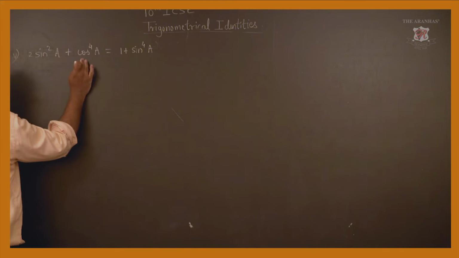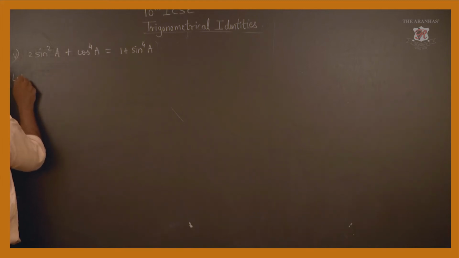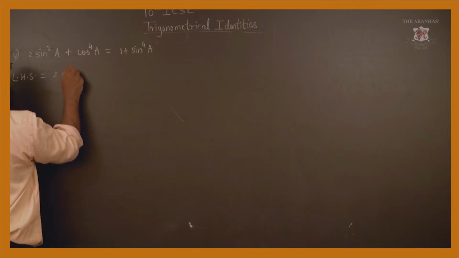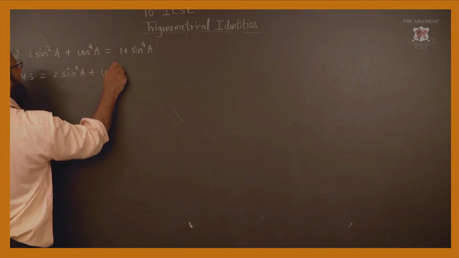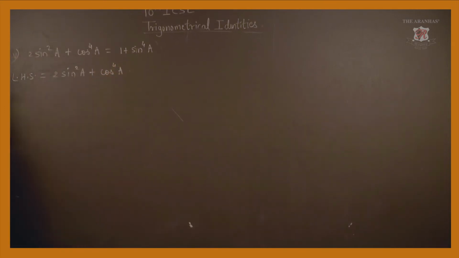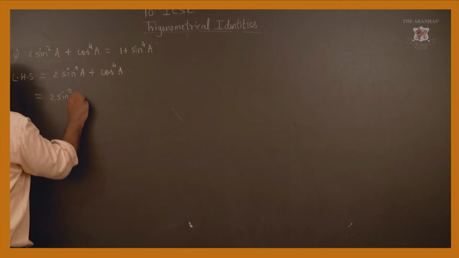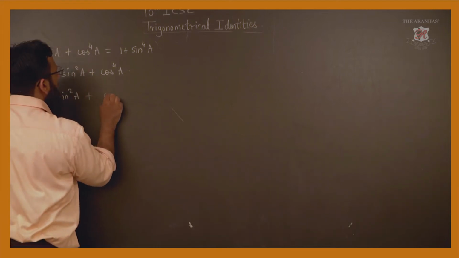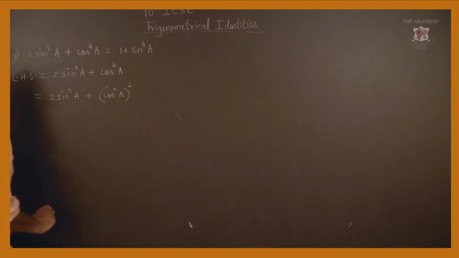You can see RHS is free from cos terms. So, first always make a habit of writing LHS, which is 2 sin square a plus cos raised to 4a. I can do one thing here, I can write it as 2 sin square a plus, can I write it as cos square a the whole square?